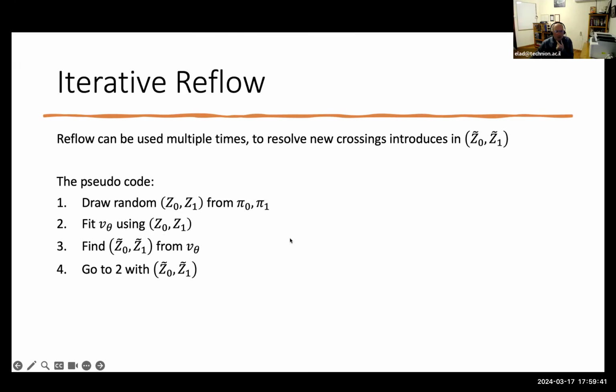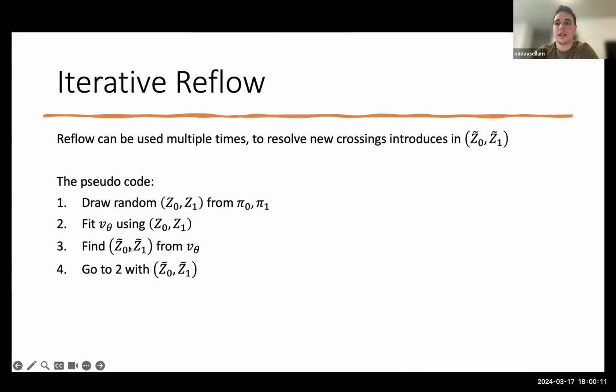So just a quick question. In step number 2, when you fit V theta, do you assume that the elements of Z0 and Z1 are paired? Yes, that is the entire concept of rectified flow. I'm sorry if I wasn't clear about that. A transport plan between the two means that each item from Z0 has a specific target in Z1. Wonderful, thank you.